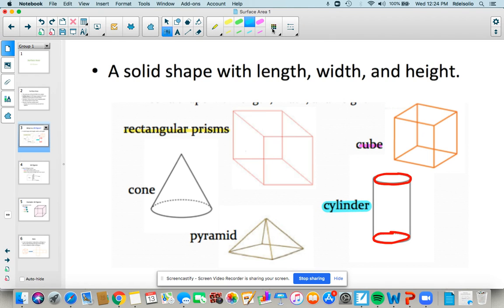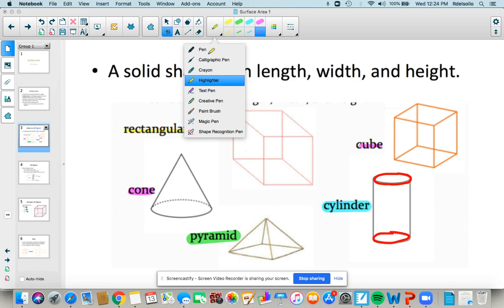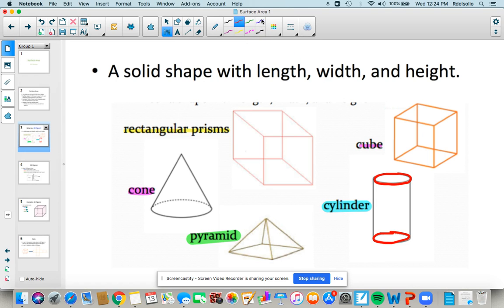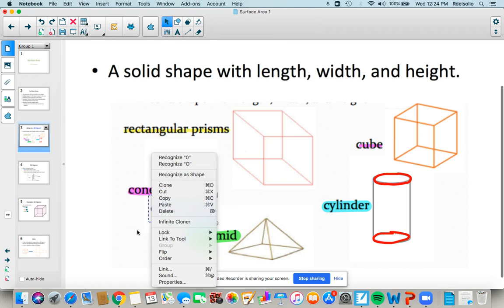Then we have a pyramid. So you might have learned about pyramids when you studied ancient Egypt in history class. So a pyramid is made up of a rectangular shape on the bottom and triangles on the outside. And then there is a cone. So a cone, the shape highlighted in pink, this 3D figure has a circle as the base and then this triangular shape up top.